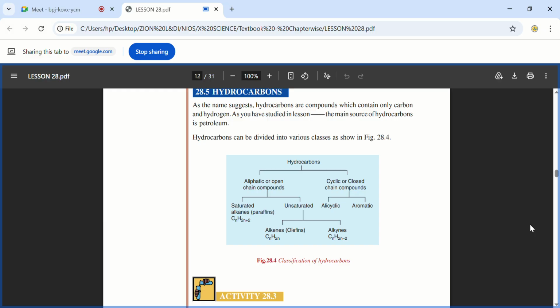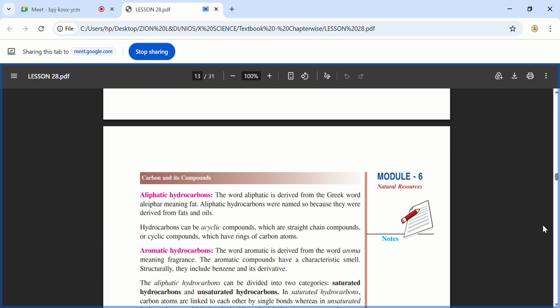So this is the difference between alicyclic and aromatic. Are you clear with the classification alone? Okay. Now go to the next page. Underline the word: aliphatic is derived from the Greek word aliphar, which means fat. They'll look a little bulged. They'll have carbons. Is it clear?